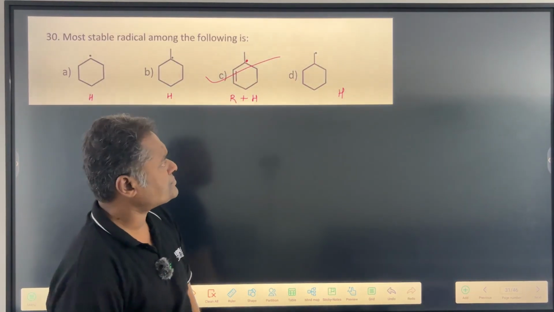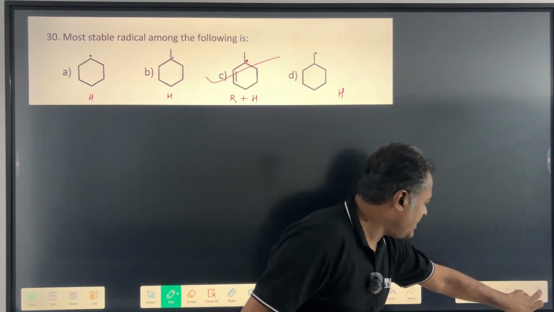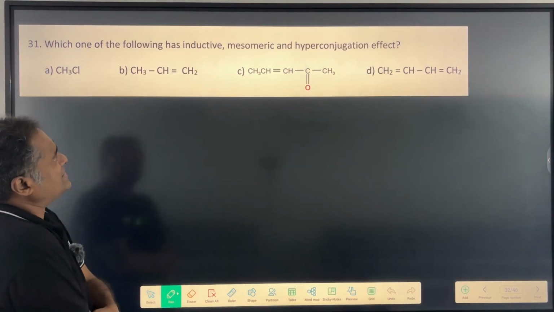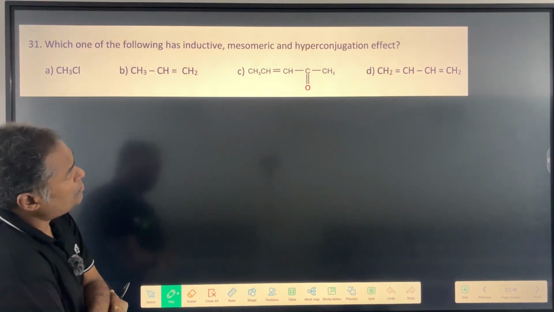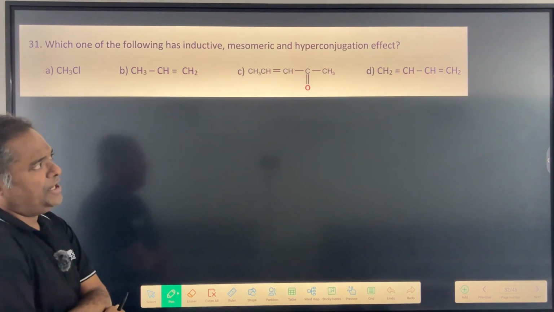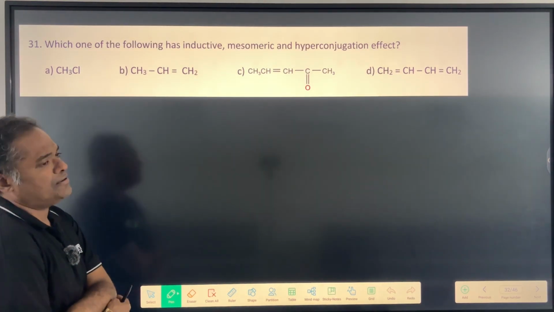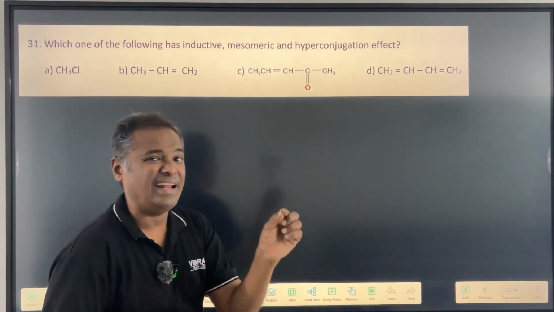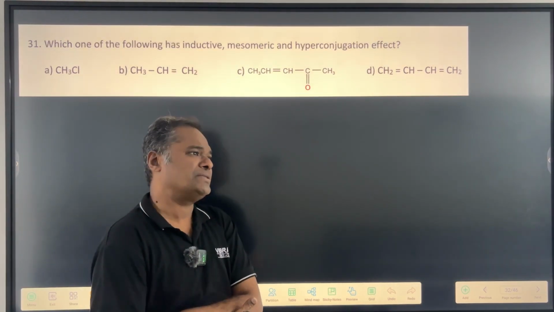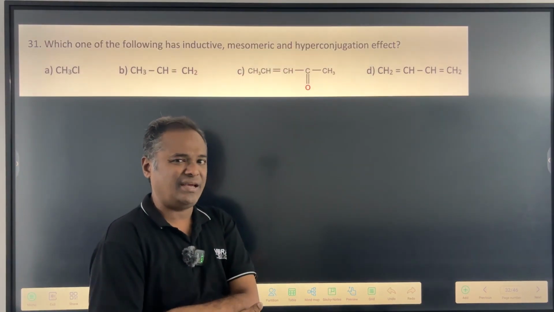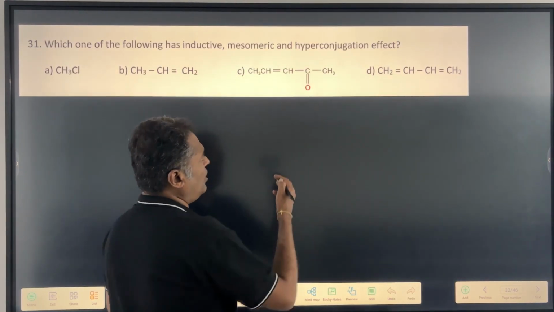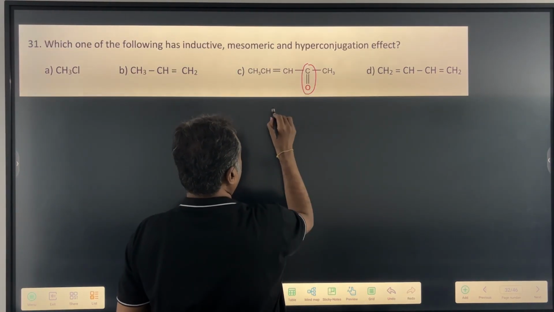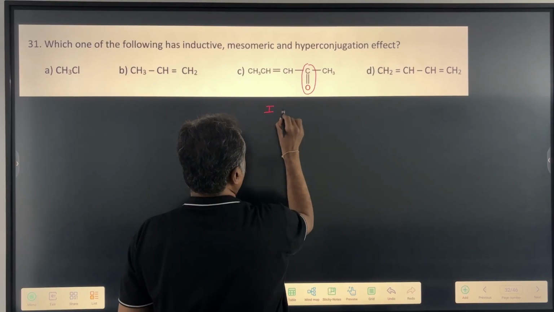What we have on the screen? Now the next question we have is over here. You can see which one of the following has inductive effect, mesomeric effect and hyperconjugation. Now child, before we start anything, for inductive effect what is our important requirement? It is nothing but difference in electronegativity is a must. That means if you have any functional group, basically it can show minus I effect. In our compound you can see very clearly a functional group. That means this particular compound can show inductive effect, point number 1.